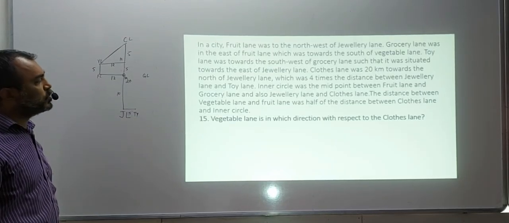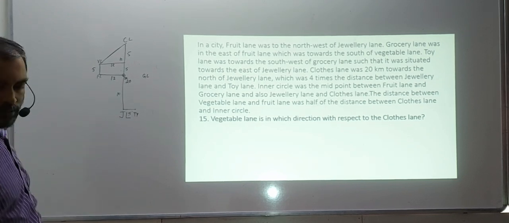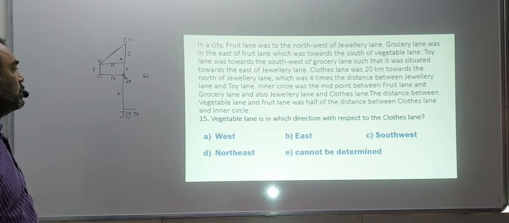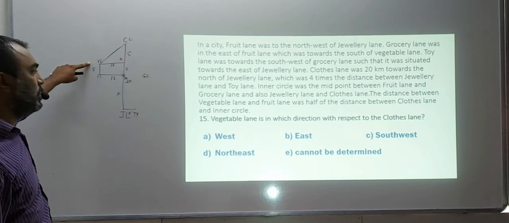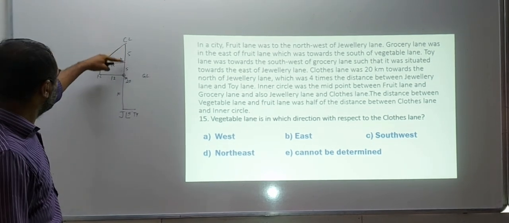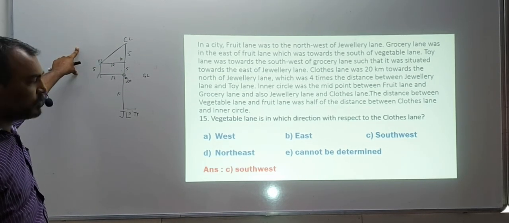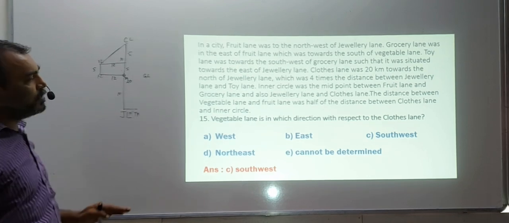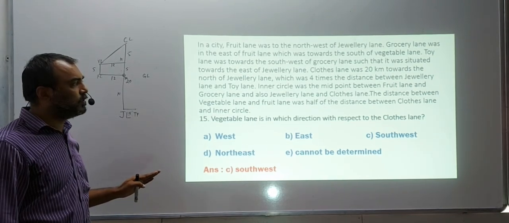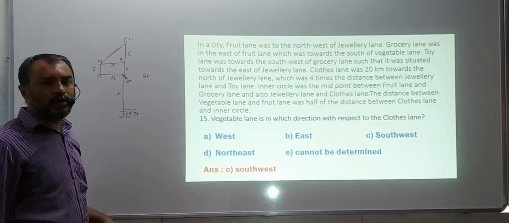Based on the same question, vegetable lane is in which direction with respect to clothes lane? The options. Vegetable lane is in which direction with respect to the clothes lane? So you can see this is the south and the west. So the answer should be southwest, C. Right? So we have done questions on the sense of direction, some easy, some moderate, and some quite tough.